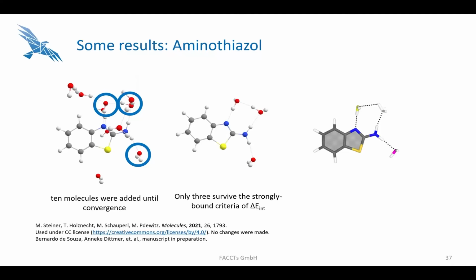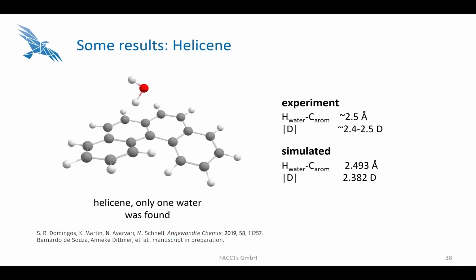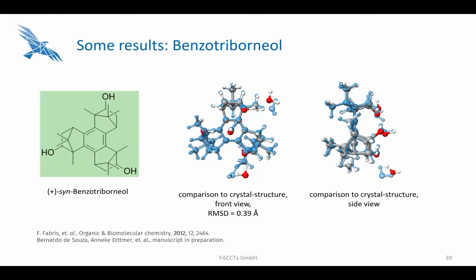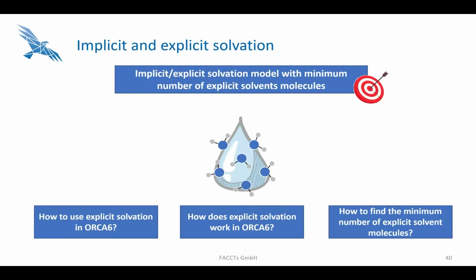But what about reality? Do we also get results that match experiment? As you can see for the example of helicin, where the experiment identified 1 interacting molecule at a distance of 2.5 Angstrom, you can find also 1 interacting water molecule in our simulation at a similar distance. If you're still not convinced, here's another example, where we compared to a crystal structure including water molecules, and again, we get a strikingly similar result. With that, I would like to conclude this first part of my talk.